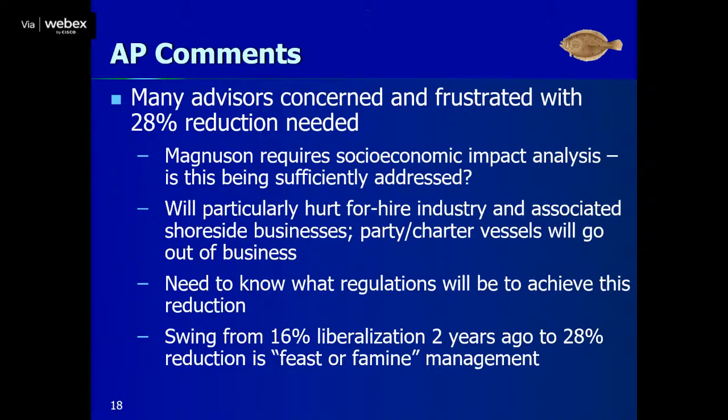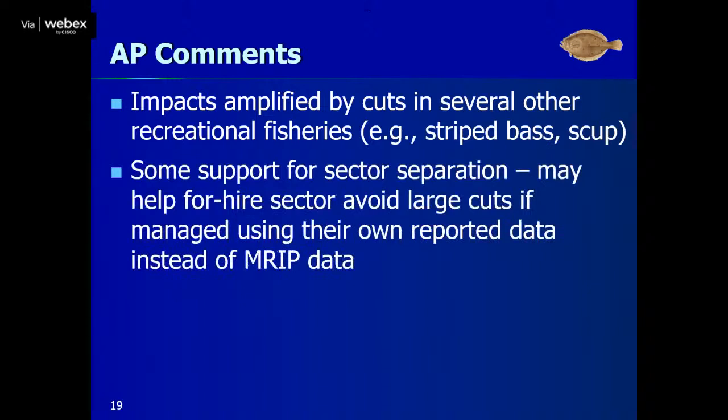One advisor said, we really need to know what these regulations are going to be to achieve this reduction. Clearly, we didn't have any proposed state measures at the time of this meeting. And then another advisor noted that a swing from basically 2 years ago when we had a 16.5% liberalization for summer flounder to now going to a 28% reduction is feast or famine management. So some advisors were frustrated with the swings in measures from year to year. But one advisor noted that the impacts associated with this type of cut are really amplified by similar reductions in several other recreational fisheries, and mentioned striped bass and scup.